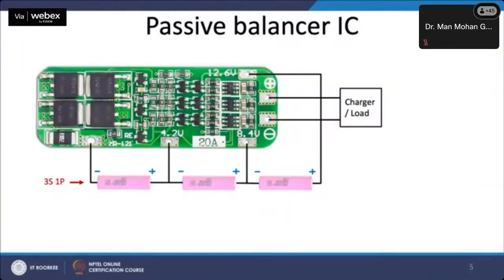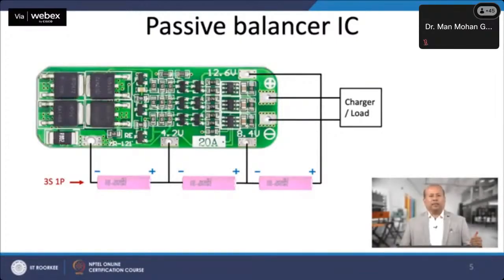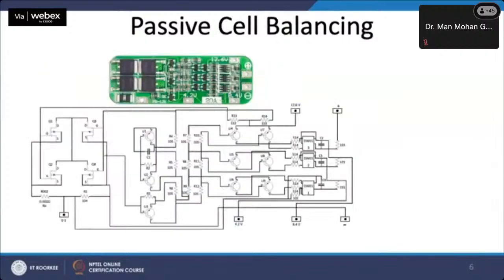You can see the passive balancer IC. The connection diagram consists of 3 positive connections from the battery and 1 negative terminal connection, and a pair of positive and negative is provided for the external connection, which is for the charging and discharging connections. Now, the detailed architecture of passive cell balancing has been presented before you.